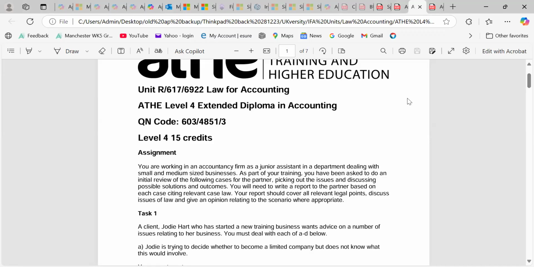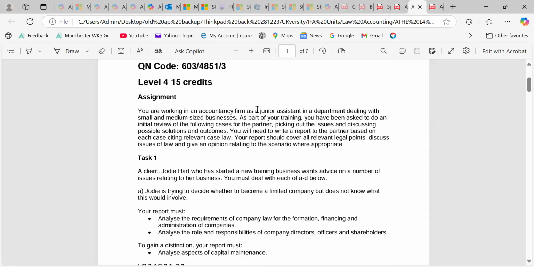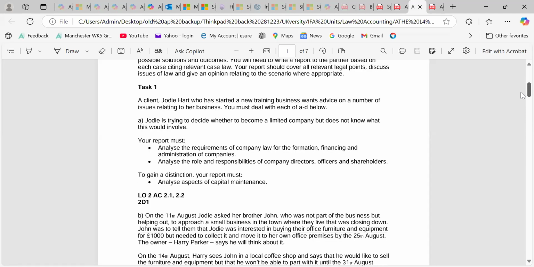So we have a little scenario. It's always good to read. You are a junior assistant in a department dealing with small and medium-sized businesses, and as part of your training, you've been asked to do an initial review of the following cases for the partners, picking out the issues and discussing these. Basically, it's all about answering the key questions we covered in our lessons. We had a discussion on LO1, LO2, LO3 assessment criteria. If you want, you can divide your discussion according to assessment criteria.